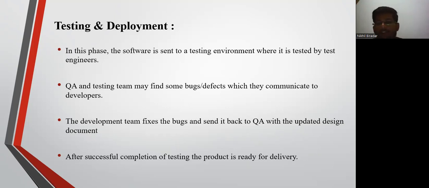These teams may find some bugs or defects in the software developed by the developers, which they communicate to the developers. Whenever they find a bug, they communicate with the developers team and resolve that issue. Then the development team fixes the bugs and sends it again to the QA team with the updated design of the system. After all this testing is done, it's time to deploy the project. So the product is ready for delivery.